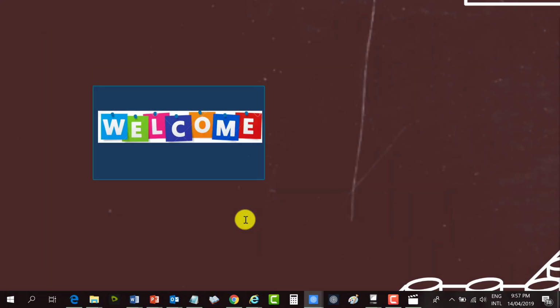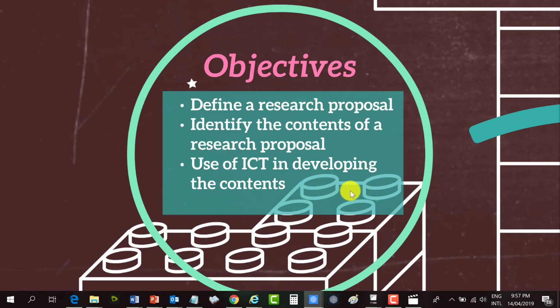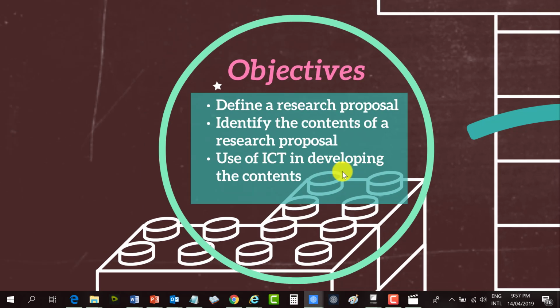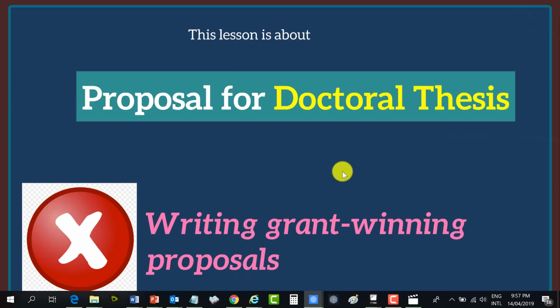So what will be the objectives of our lesson? There are 3 of them. First, we'll define what a research proposal is, and then we'll look at the contents. But the heart of the matter, the main objective, is for us to see how we use ICT in developing the contents of the proposal.